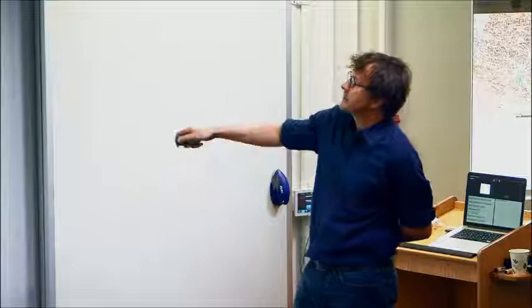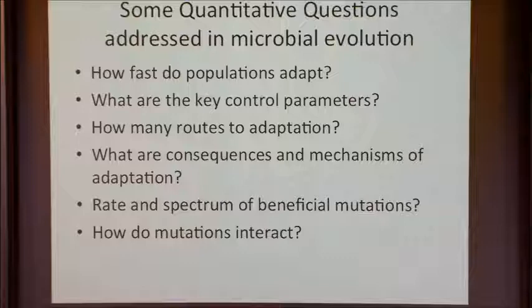Before I mention the microbes for the first time, let me summarize a couple of quantitative questions that can be addressed in microbial evolution. You can ask, how fast do populations adapt? Obviously, how fast is the evolutionary change of these populations? What are the key parameters that control this evolutionary dynamics? How many routes are there towards adaptation? Is there just one route? And if you have replicates, do you always go this route if you adapt, or are there many different routes? What are the consequences and mechanism of adaptation? Do you just increase fitness, or are there other traits that evolve? What is the rate and spectrum of beneficial mutations? How do mutations interact? Is there epistasis, and is it very strong? And can we quantify that? And these are just some of the quantitative questions you can ask.